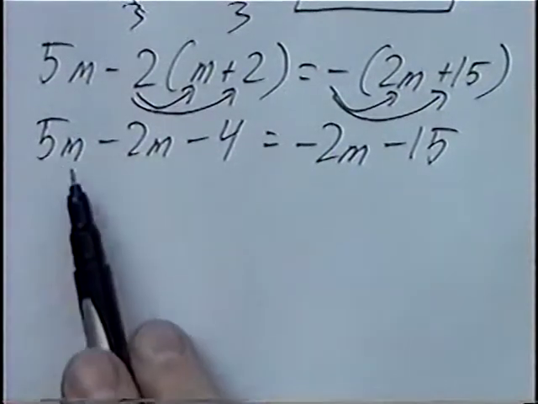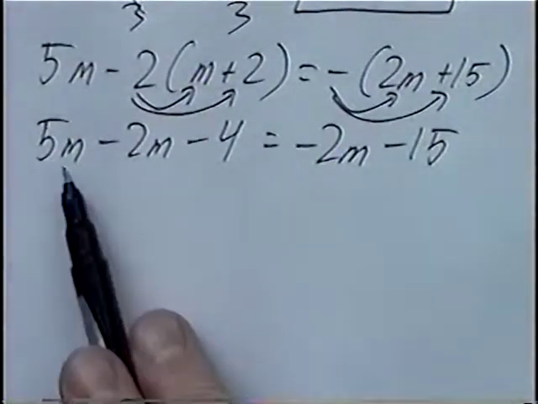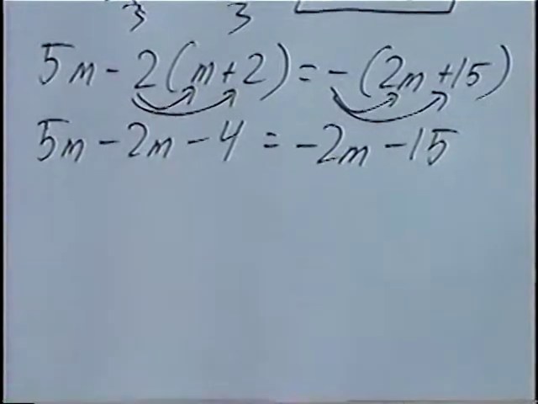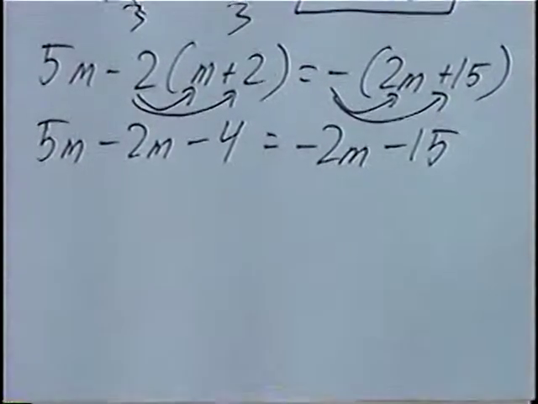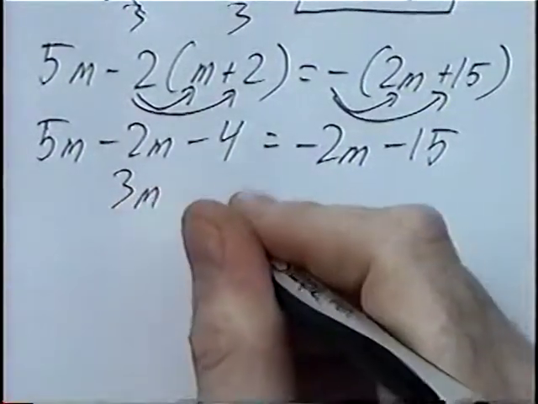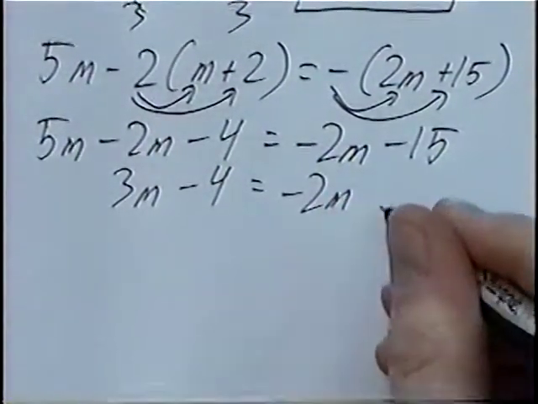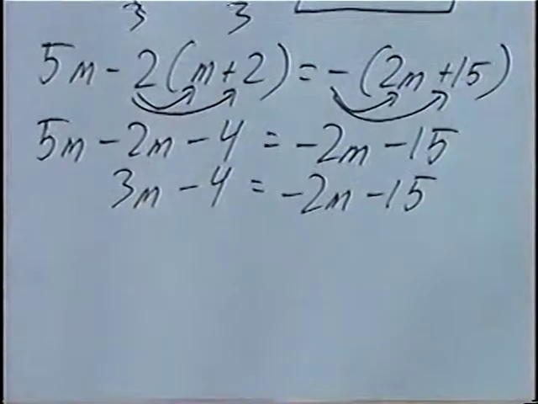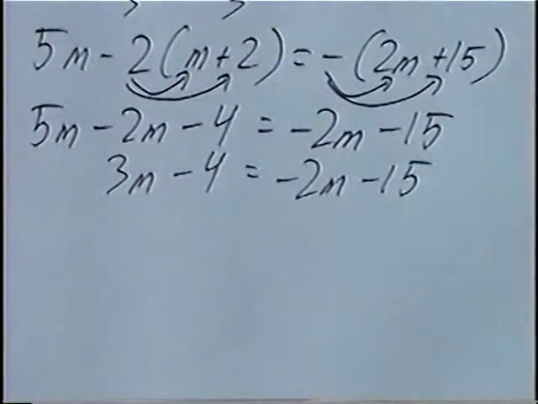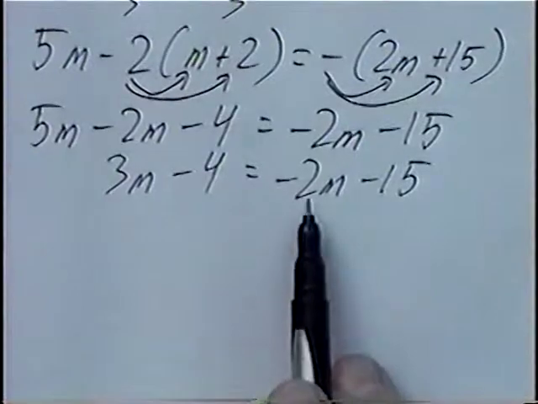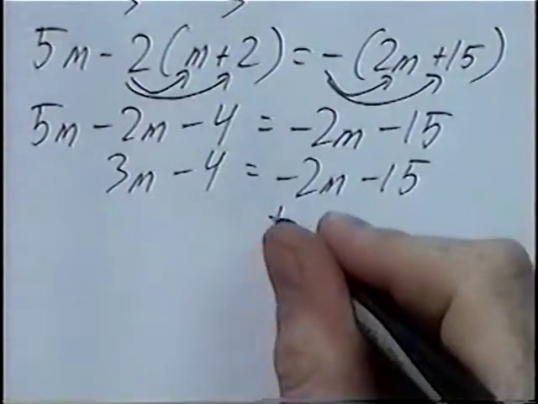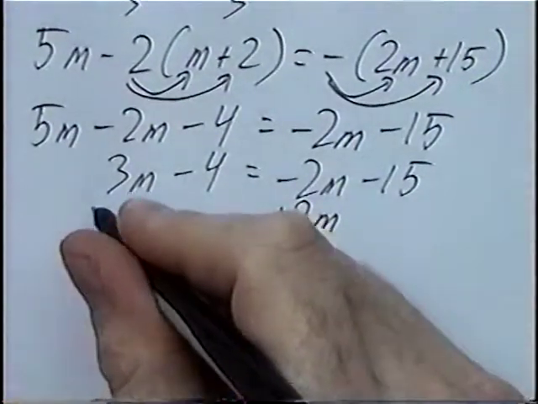Next step, we have like terms on the left hand side. Like terms again are the same variable with the same exponent. 5m minus 2m would be 3m minus 4 equals negative 2m minus 15. With variables on the left and right side, we can move all the variables to one side by adding 2m to both sides.